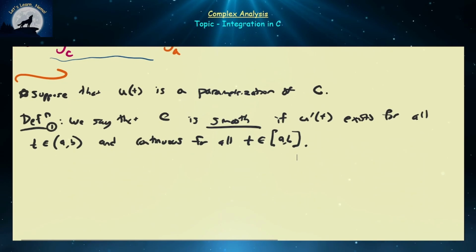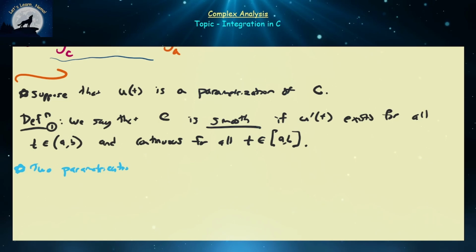There are going to be two parametrizations that are very, very common in the realm of integration of complex functions. So two parametrizations will be important. What are they? You want to take a guess? The first of these parametrizations will be probably one of the simplest paths of them all, and that would be a line, a linear path.